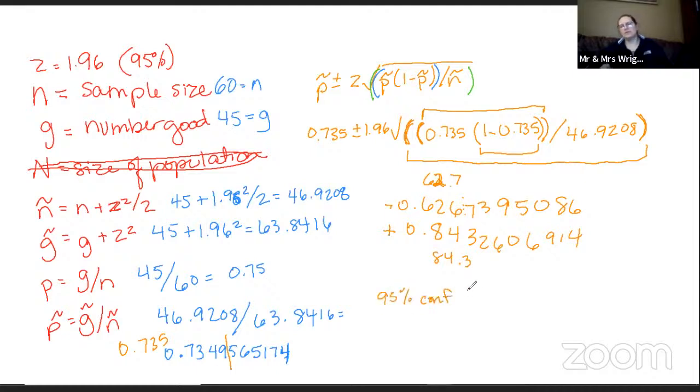So the 95% confidence level is between 62.7% and 84.3%. Let me make sure we got that right in this answer key. The 95% confidence interval is the interval from 62.7% to 84.3%. All right, so we got it.